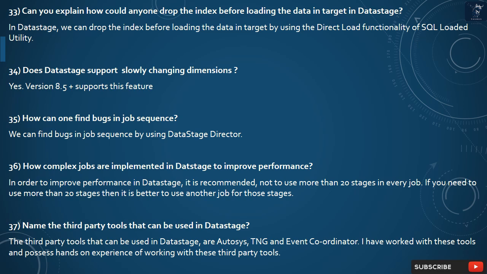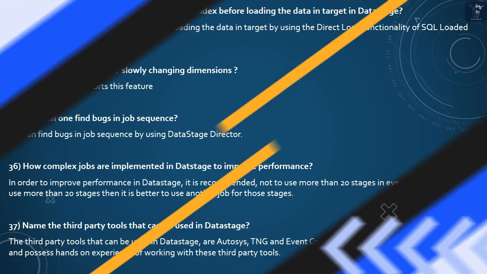36. How complex jobs are implemented in DataStage to improve performance? In order to improve performance in DataStage, it is recommended not to use more than 20 stages in every job. If you need to use more than 20 stages, then it is better to use another job for those stages. 37. Name the third-party tools that can be used in DataStage. The third-party tools that can be used in DataStage are AliAzizQualityEducation, TNG, and Event Coordinator. I have worked with these tools and possess hands-on experience of working with these third-party tools.